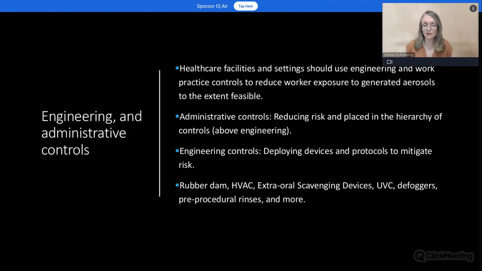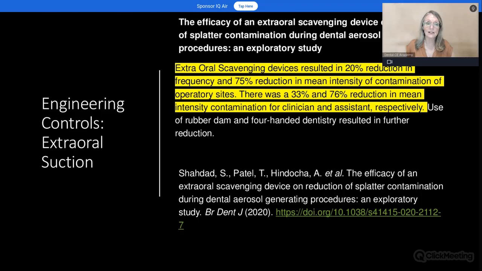Extraoral scavenging devices, of course. UVC, in some offices, you may be using UVC. Many of the healthcare facilities now, the hospitals, have UVC robots that roam from room to room. Defoggers or foggers, pre-procedural rinses, and more. Pre-procedural rinses are considered an unresolved issue by the CDC, but there is certainly quite a bit of research out there that proves it has some effect in our dental practices and may be something to consider.